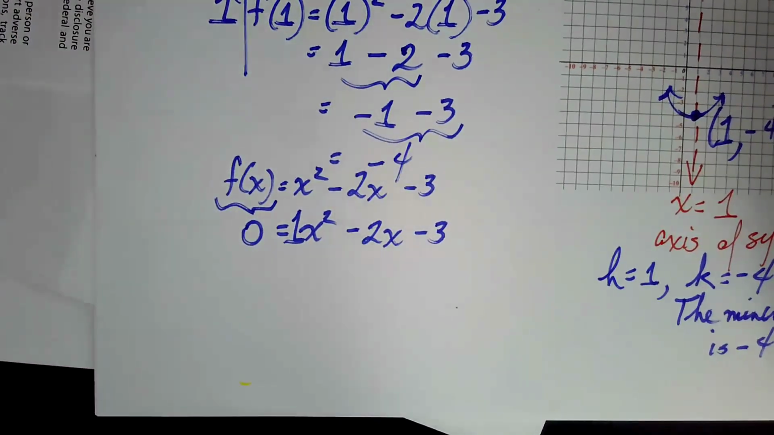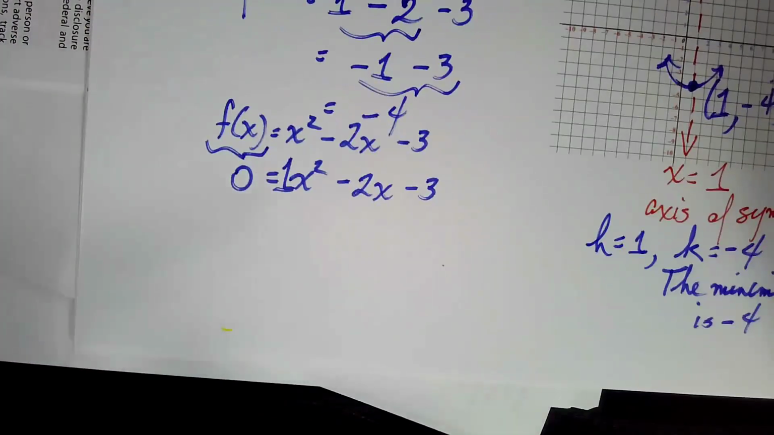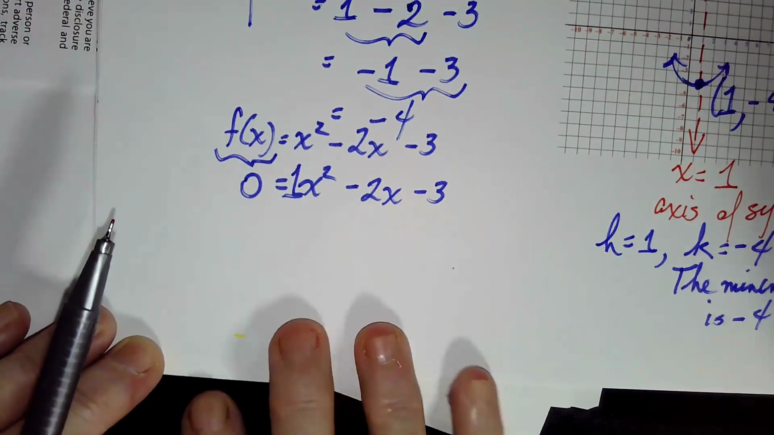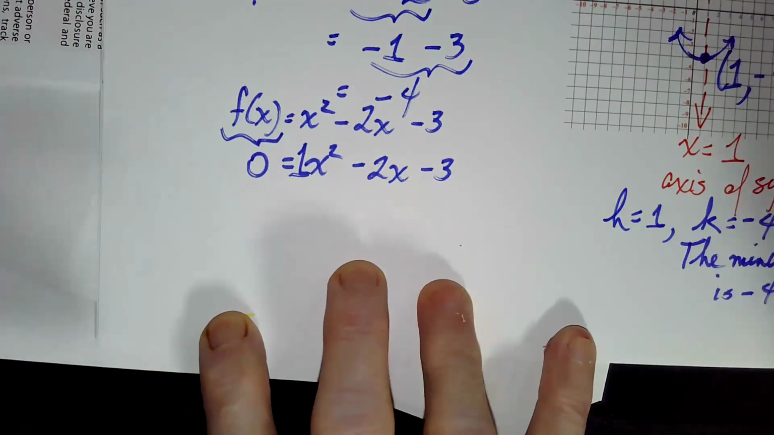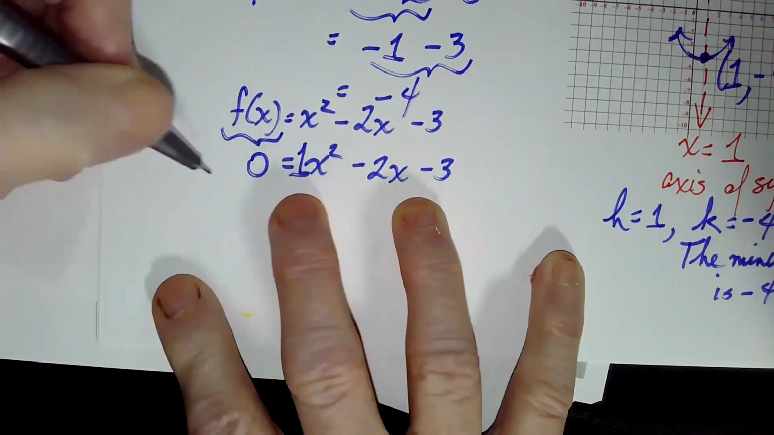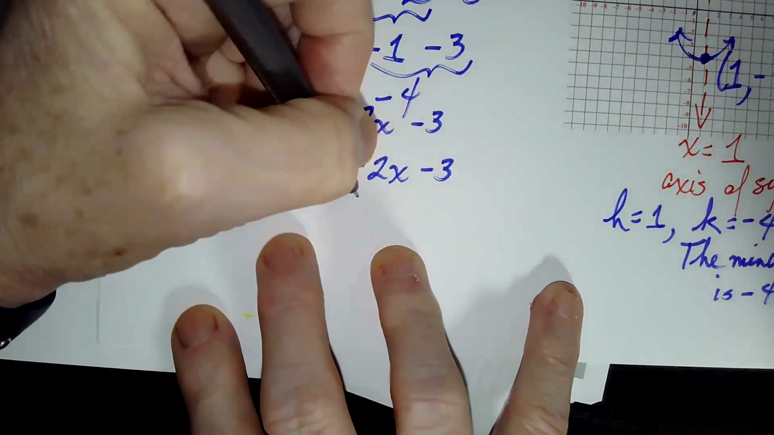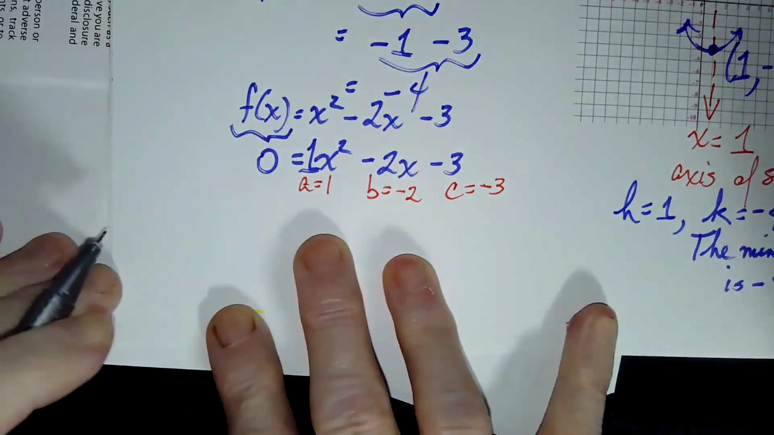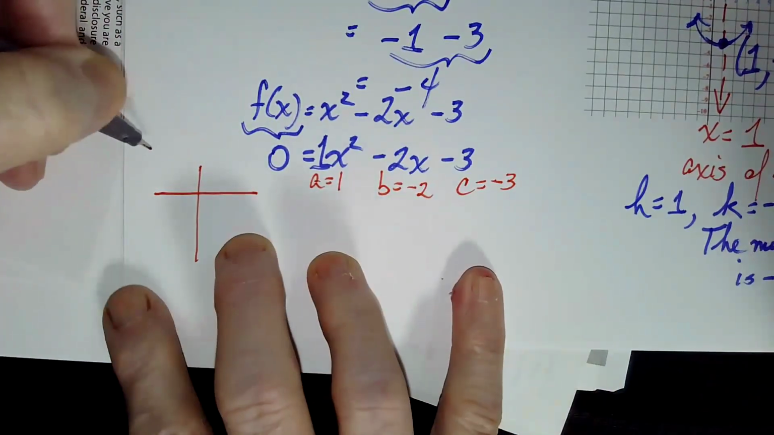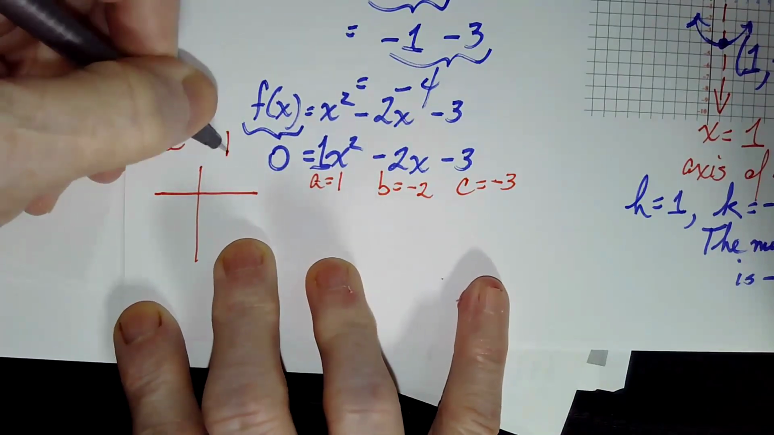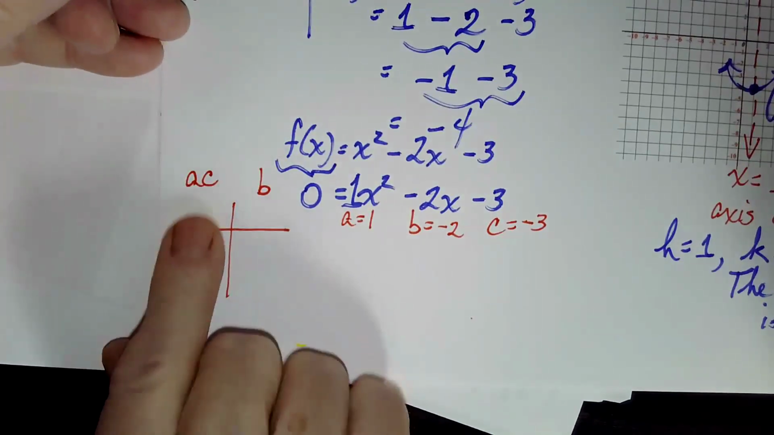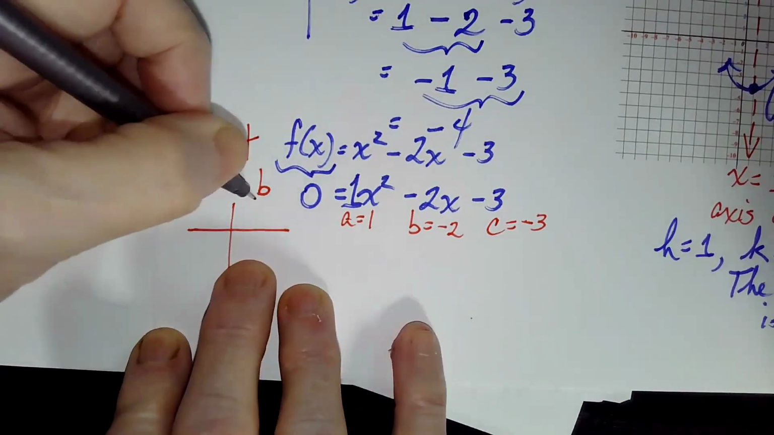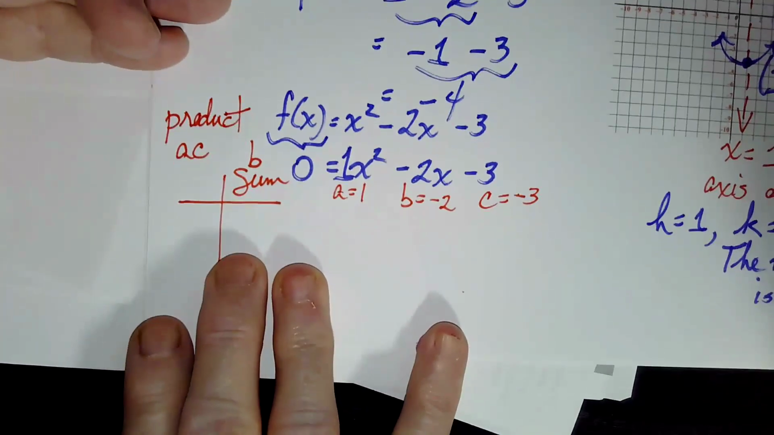You can do it that way, but it's easier to factor. So to factor this, remember that a is 1, b is -2, c is -3. We want to find a times c, which is going to be the product, and b will be the sum. And what is a times c?